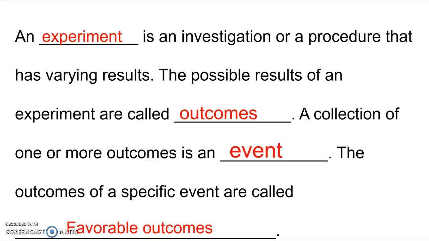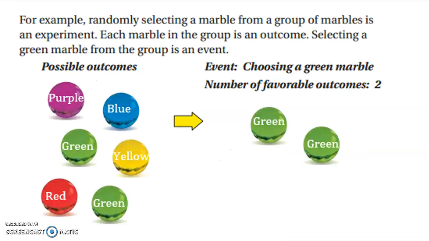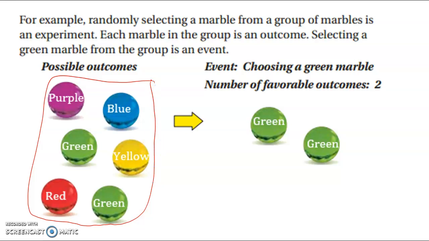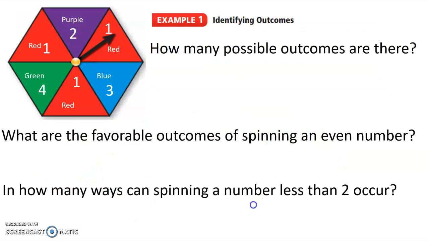All right, so at the bottom of the page, for example, randomly selecting a marble from a group of marbles is an experiment. Each marble in the group is an outcome. Selecting a green marble from the group is an event. So here's all the possible outcomes. You can see all the different colored marbles. And then the favorable event would be picking the green ones. So there are two favorable outcomes because there's two green marbles in the pile. All right, let's turn the page.